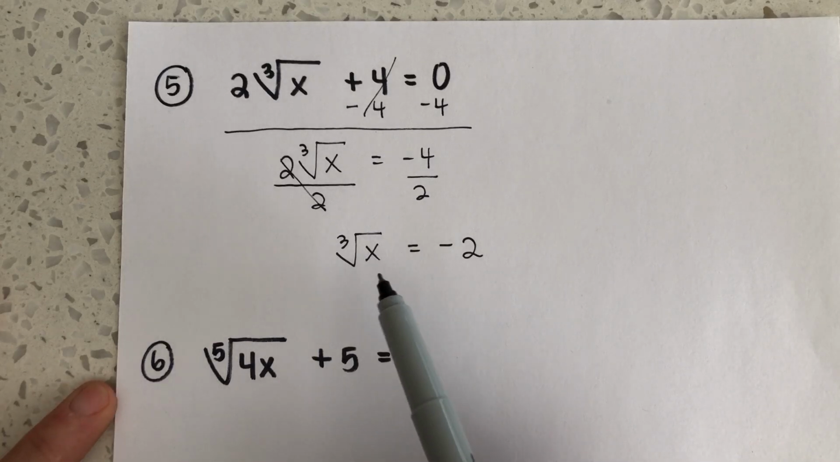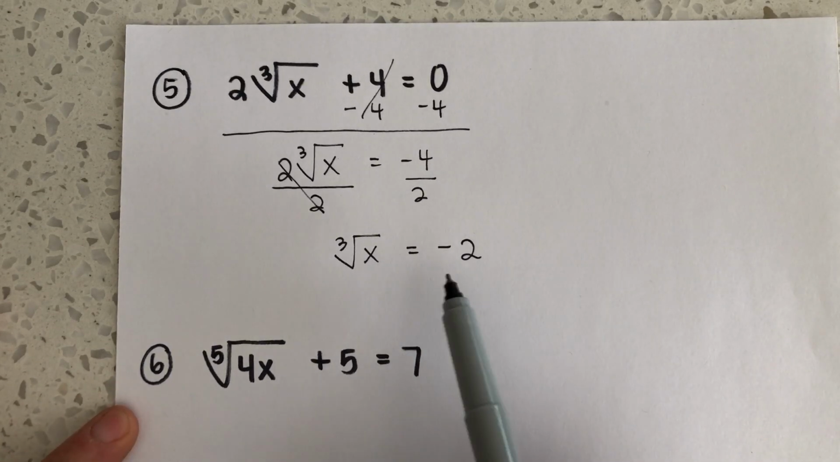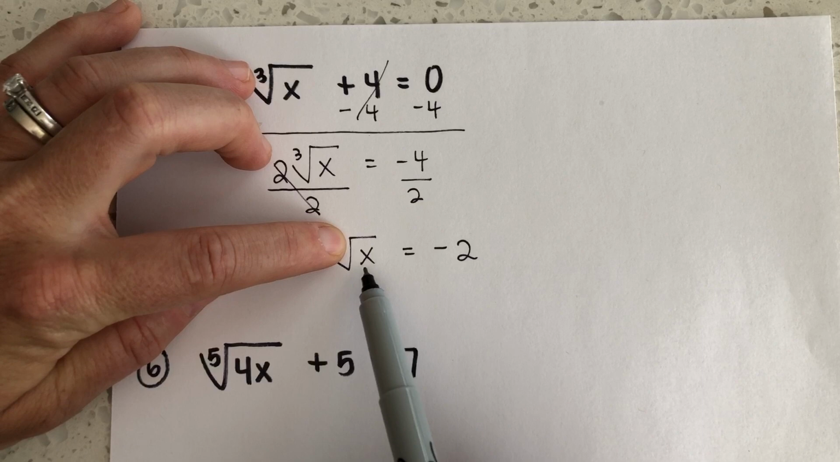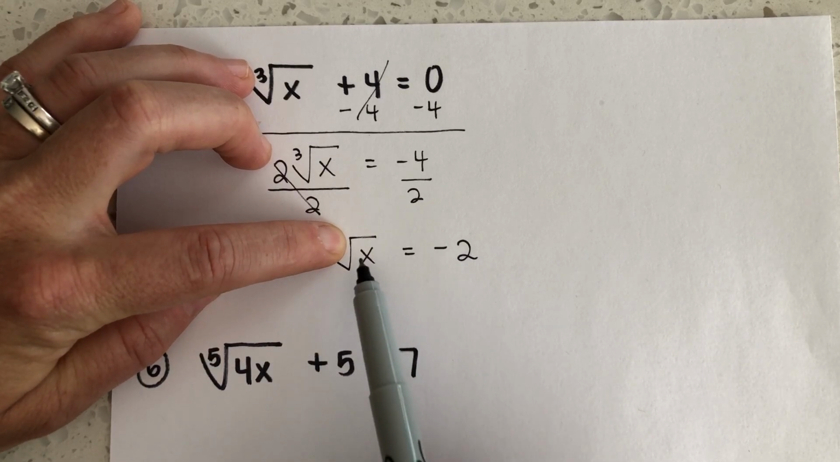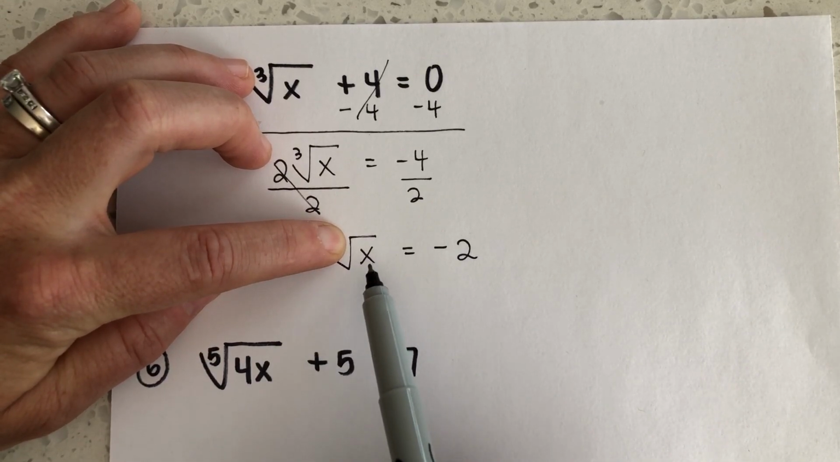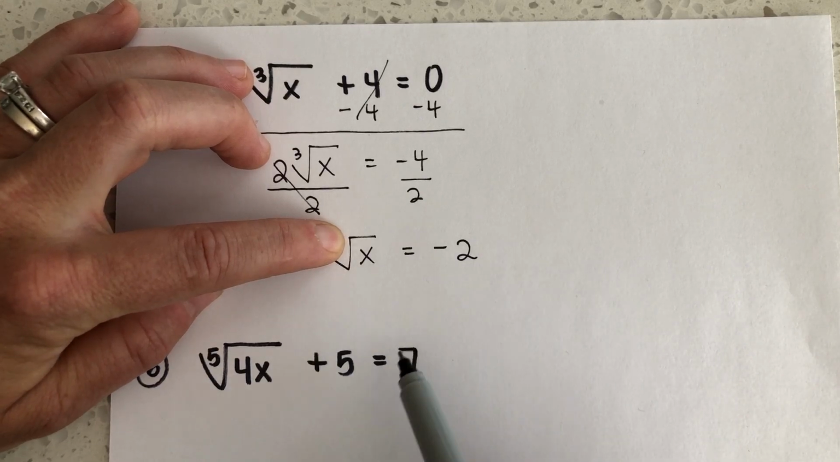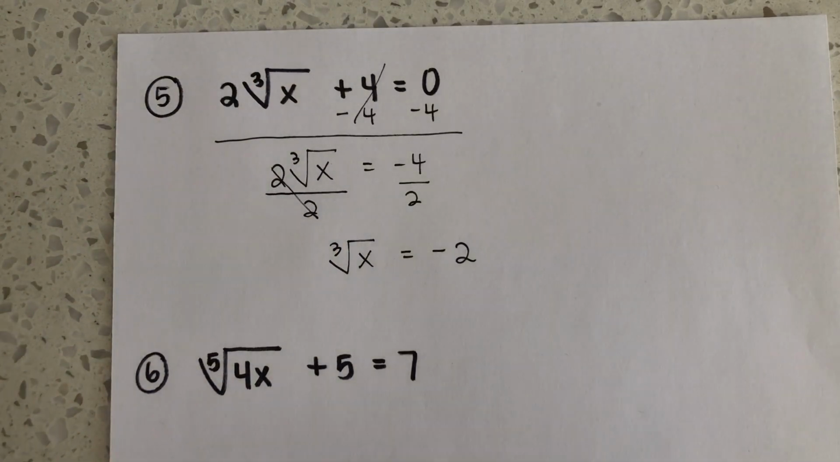I don't think Delta Math is going to assign you anything like that, but I just wanted to make that a point: if you took the square root of some number and it was negative, then that's not a real number answer. That would be an imaginary answer or no real solution, okay? All right, just to point that out.